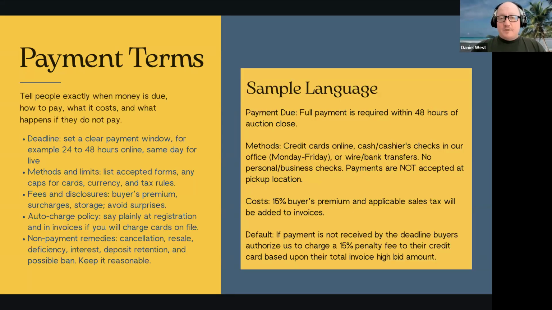Sales tax, of course, hopefully you're collecting sales tax unless you're selling assets that don't get taxed. But most generally, people are collecting sales tax. Say so. You don't want people being surprised by their invoice, right?